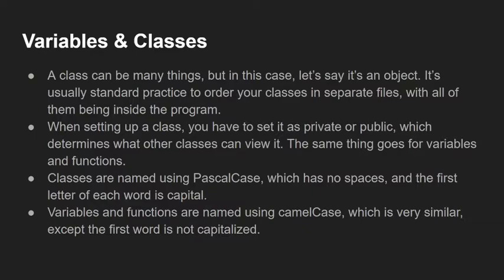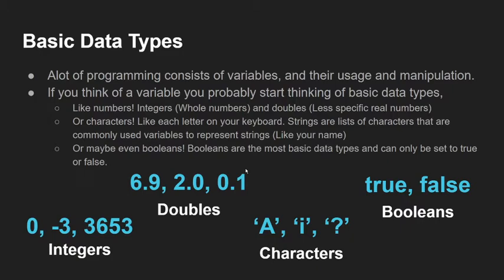Classes are named using Pascal case, which is no spaces and the first letter of each word is capital, while variables use camel case, which is very similar except the first word isn't capitalized. This is just naming schemes. You don't have to follow them, but it's generally accepted and it makes it easier to know what you're talking about.